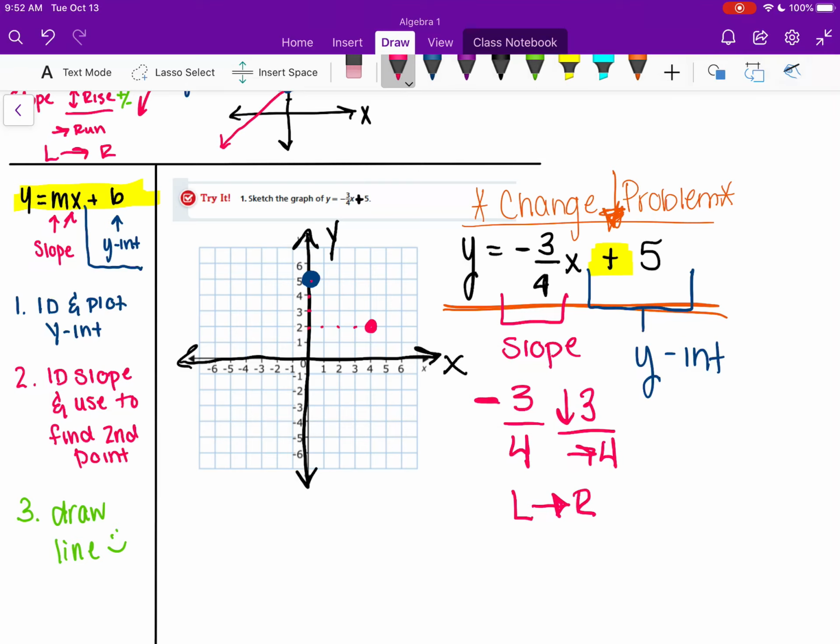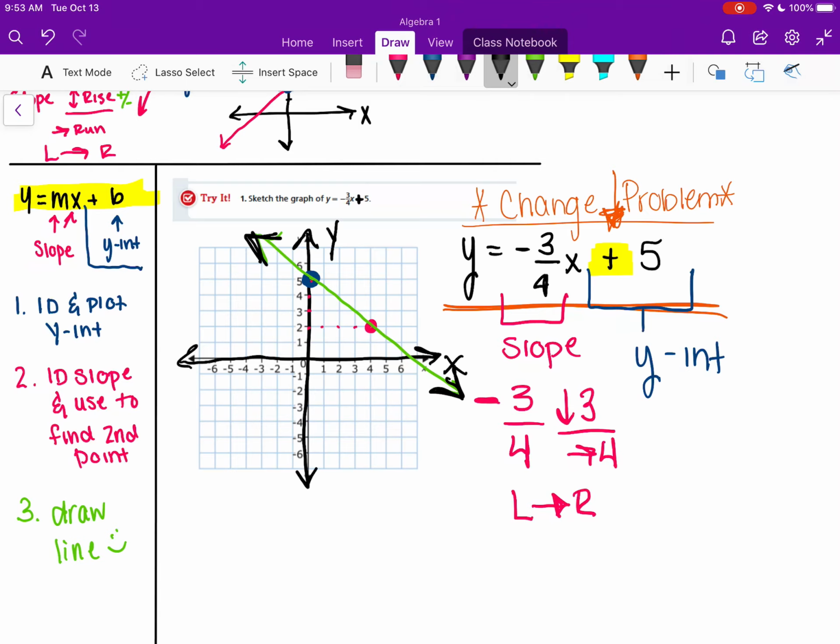And now that we have 2 points, we can do step 3, the final step: draw a line between the 2 points. Reminder that a line extends forever and has these very important arrows at the end. We're not drawing a line segment between the 2 points. We don't just connect the dots and stop. We've got to keep going on either side. And that's how you would draw a graph from an equation.